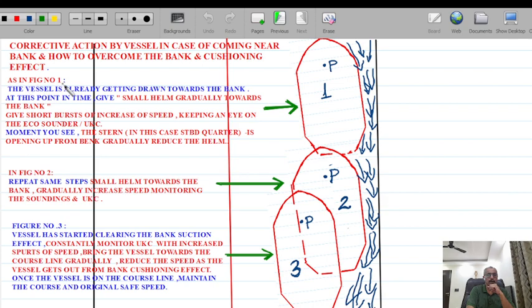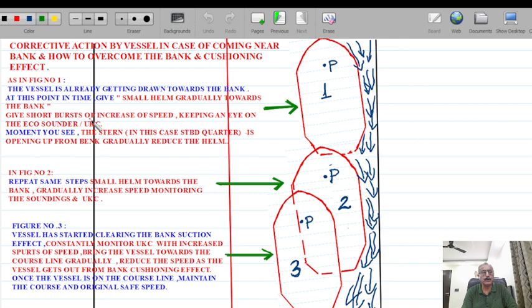Now let me go through figure number 1, which is here. The vessel is already getting drawn towards the bank at this point in time. Give small helm gradually towards the bank, that is to the starboard side, towards the bank. Very small gradual helm. What will happen? Because here the pressure has reduced and the velocity has increased, we want to try to get the stern away from the bank. Very small controlled helm we need to give to the starboard, because the stern is coming towards starboard. So we have to give very small controlled helm to the starboard to get the stern away from the bank.